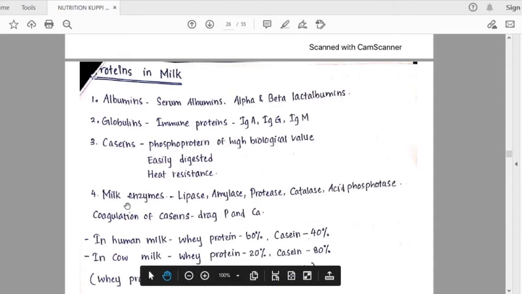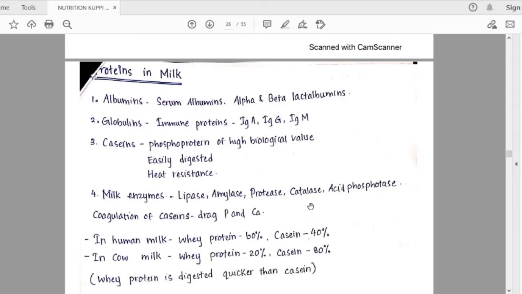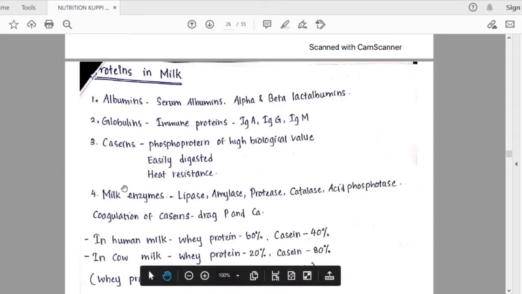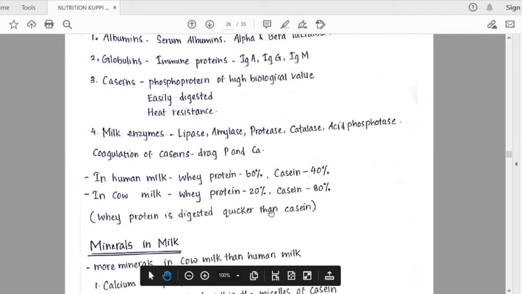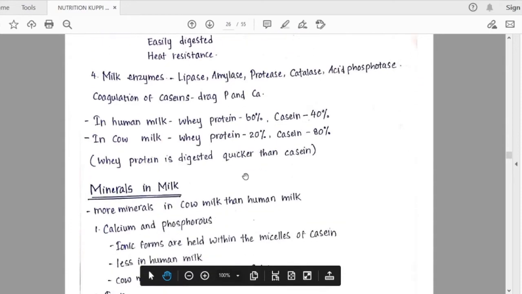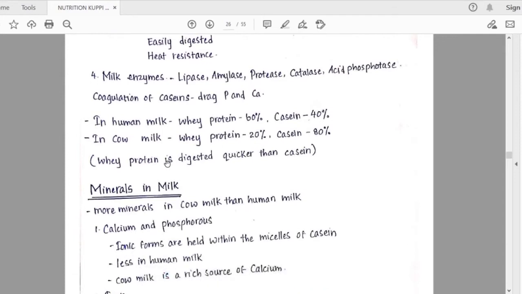The enzymes present in milk are lipase, amylase, protease, catalase, acid phosphatase. These enzymes in milk come to us as well. Coagulation of the caseins drags phosphorus and calcium. The casein protein, then the caseinogen enzyme coagulates it, and then phosphorus and calcium get bound to it. In human milk it has 60% whey protein and 40% casein.